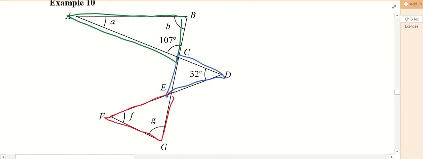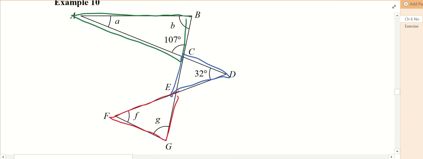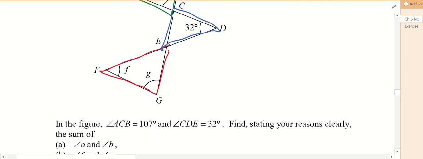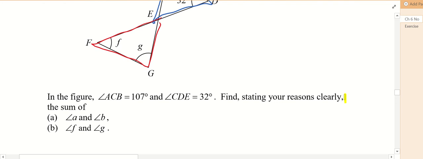In this question, it says that angle ACB is 107 and angle CDE is 32. Find, with your reasons stated, the sum of angles A and B. Of course, even if the question did not ask you, you should always state your reasons for this kind of angle question. So they're asking, angle A plus angle B, what is the value?